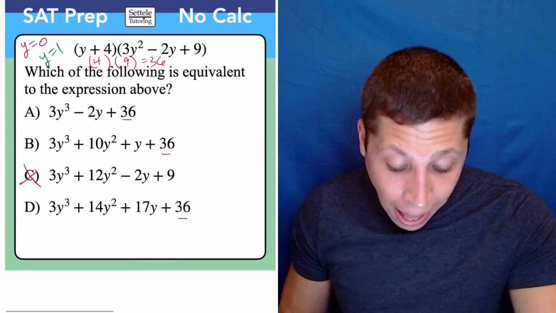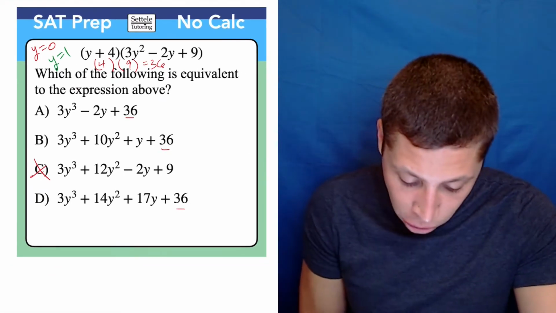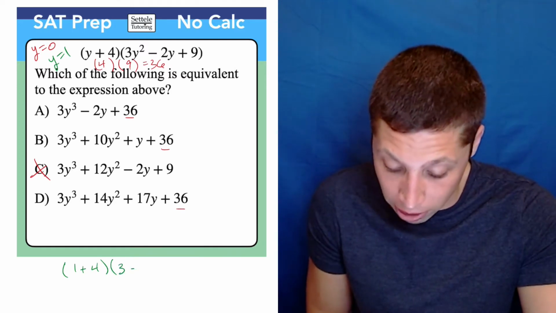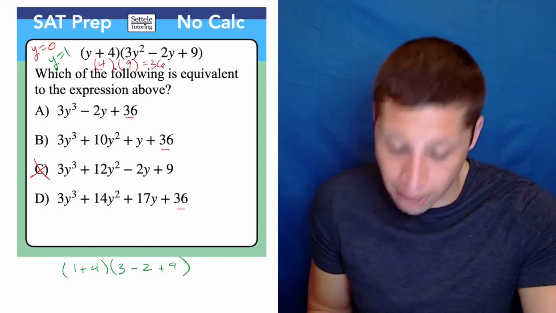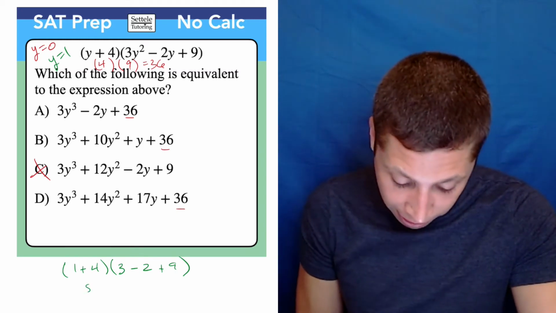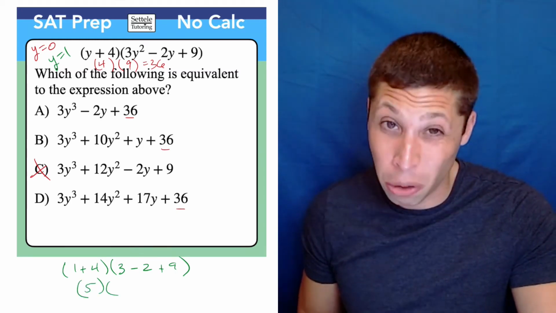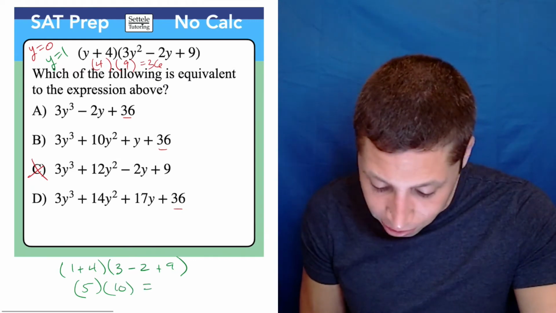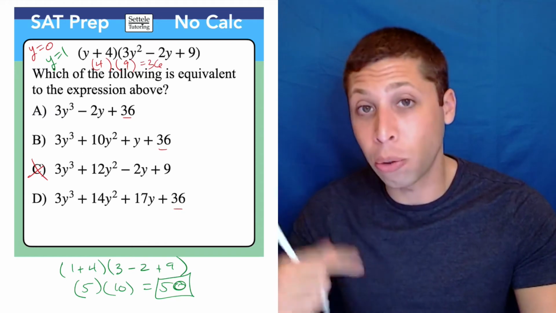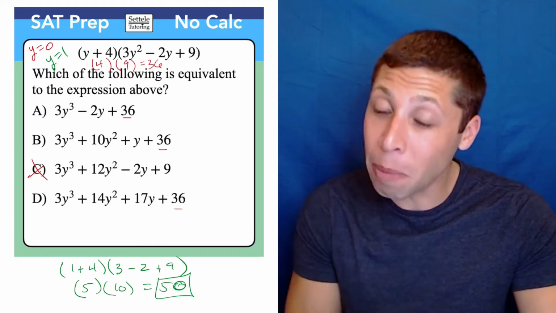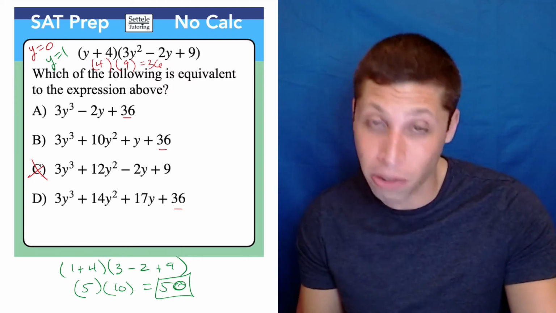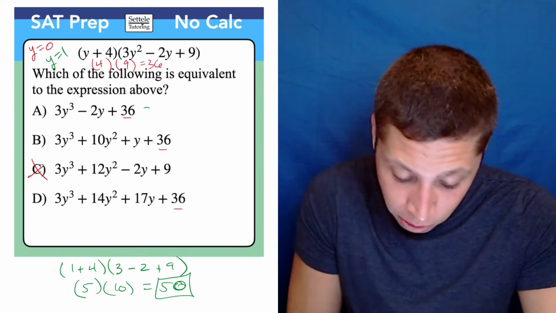And when I do that, it's going to turn this equation into some simple arithmetic. 1 plus 4 times 3 minus 2 plus 9. That's much easier to simplify than if I did all this foiling in algebra. So let's see, that's 5 times 3 minus 2 is 1, 1 plus 9 is 10, so that is 50. So now what I'm looking for is an answer choice that also gives me 50. I've got a little bit more arithmetic to do than before, but it's still pretty minimal because these exponents aren't going to matter if y is equal to 1. So let's take a look.